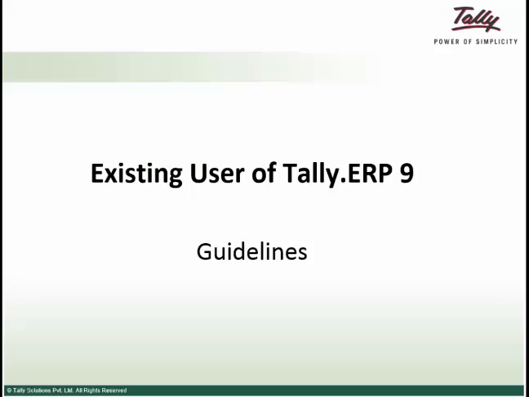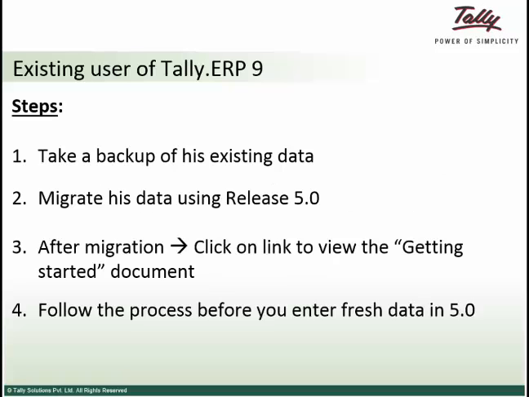Now let us see how we should engage with an existing user of Tally.ERP 9. First, you must take a backup of his data. Then you can migrate the data to release 5.0. After successful migration, you will see a message. Click on the message and view the Getting Started document. This document tells you the steps to be followed before you start entering fresh data in 5.0. Now let us see the powerful capability of triangulation using an existing user's data.